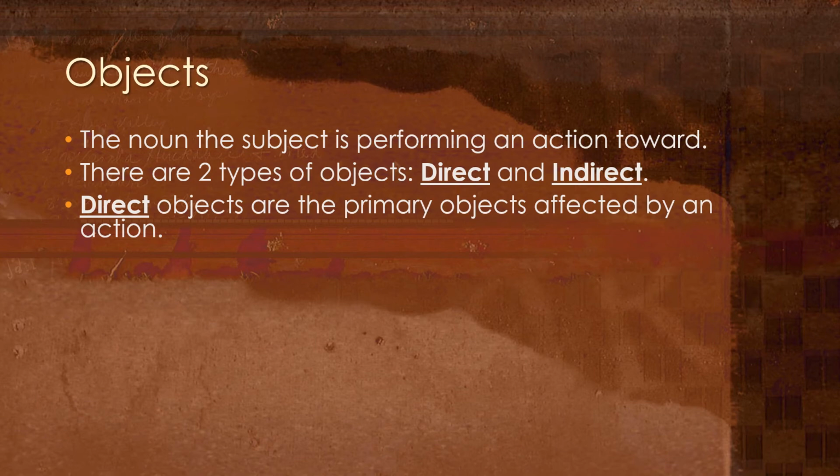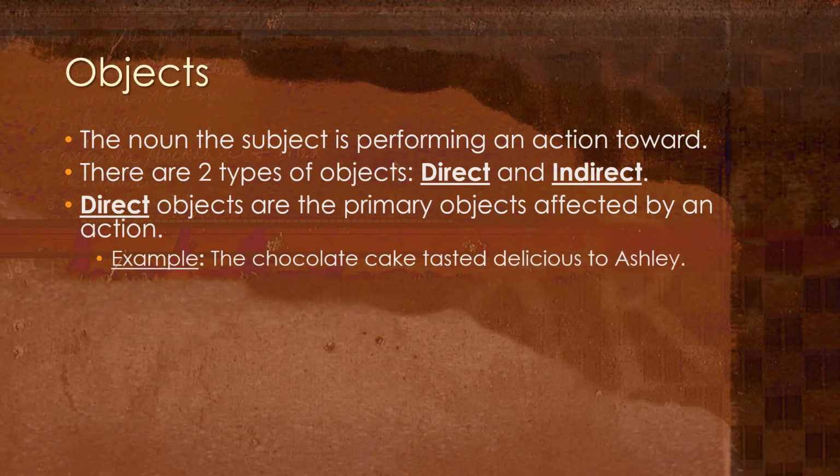So we'll give you an example here. If we go back to the chocolate cake, okay, we'll modify it a little bit more, add a little bit to it. The chocolate cake tasted delicious to Ashley. Okay? Just to kind of give you a familiar example, we already know the chocolate cake is our subject. Okay? It's the thing doing the action. It exists and it tastes delicious. Okay? We already know that tasted delicious is our predicate, right? It's the action. It's whatever the subject is doing. Okay? In this case, the cake just exists and it tastes good.